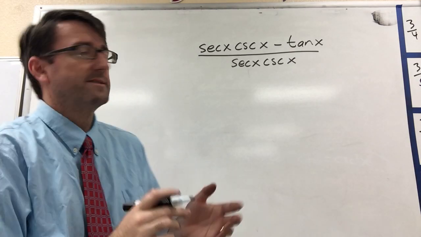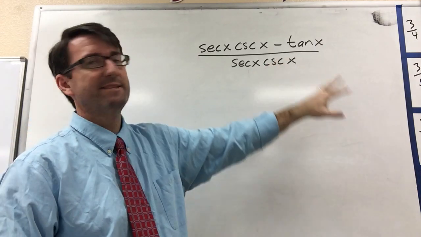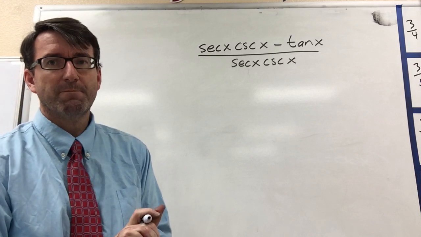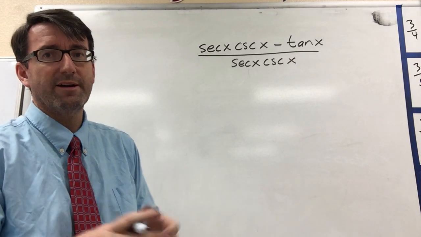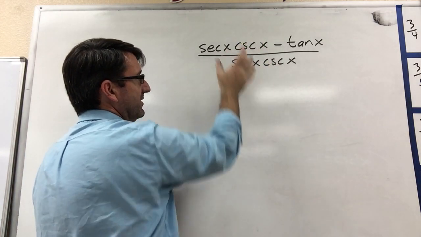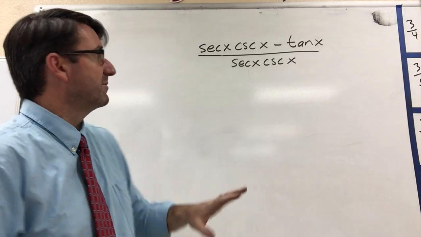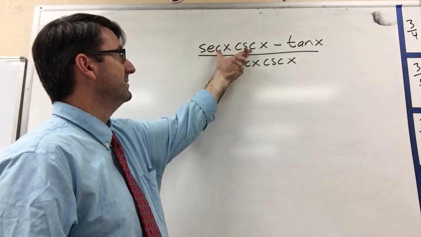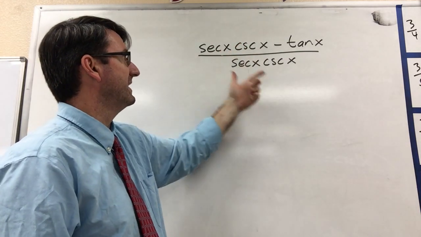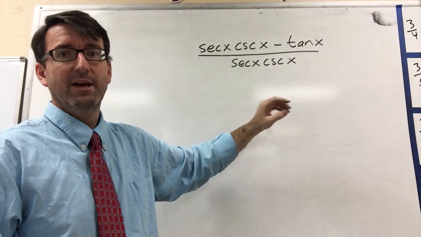Number 4 asks us to simplify this expression, secant x times cosecant x minus tangent x all over secant x times cosecant x. Now the first thing that jumps out at me with this one is that we've got secant x cosecant x in the numerator and in the denominator. Now be careful with this, because a lot of people look at this and they want to cancel these secant x cosecant x and the secant x cosecant x down here. You can't do that.